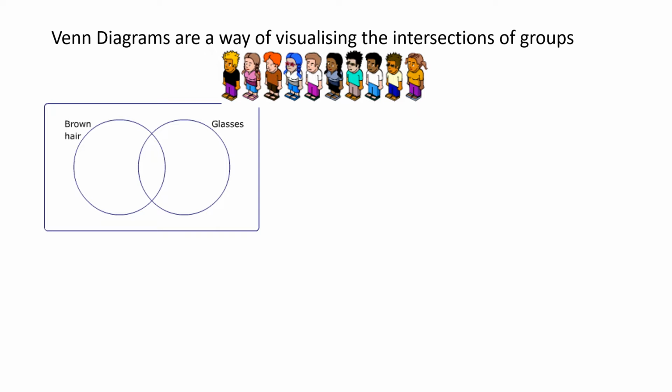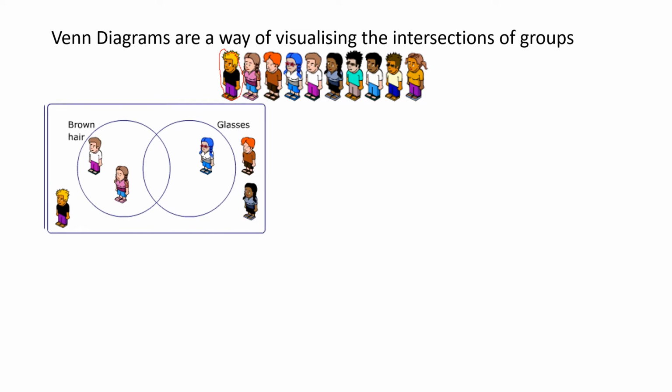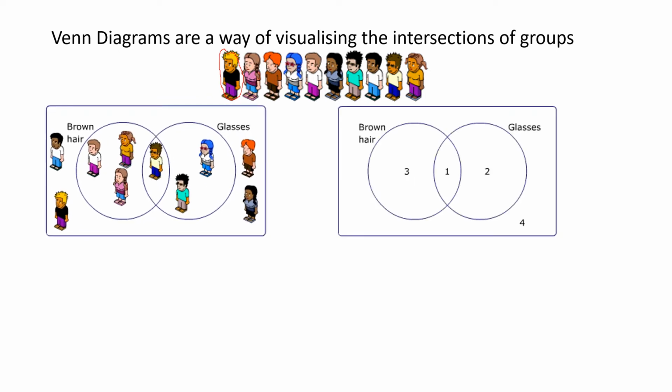Now our first gentleman here, he does not have brown hair. He does not have glasses, so he would go outside both of those circles. Our second person does have brown hair, does not have glasses, so they'd have to go in just the brown hair but no glasses part of the circle. And you could go through the list of these people and you could put them all in the place where they belong.